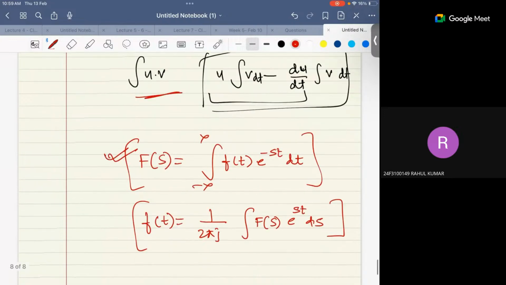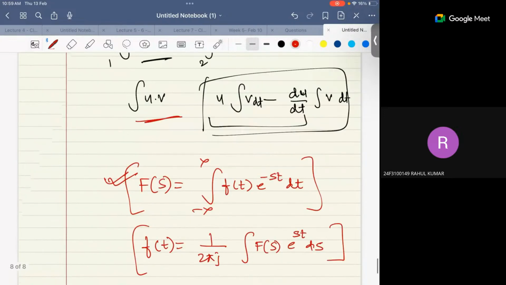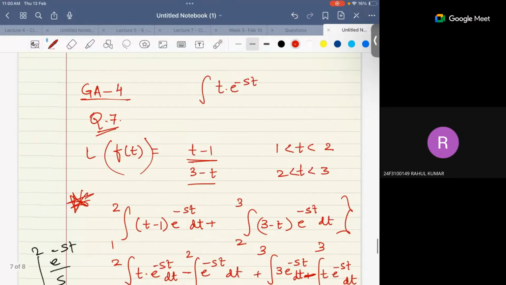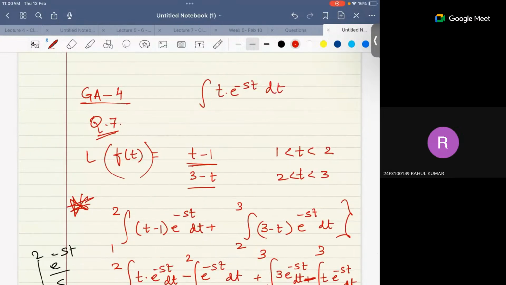Sir, I am talking about the integration of t e to the power minus st dt. Okay, so we can write it as, you can use integration by parts. Yes, sir, by parts we can solve it, but there is another method.